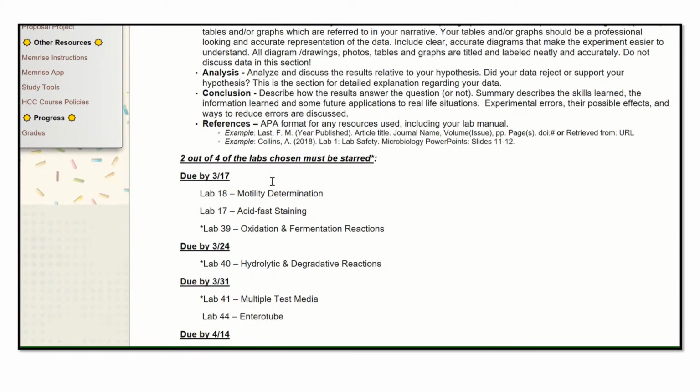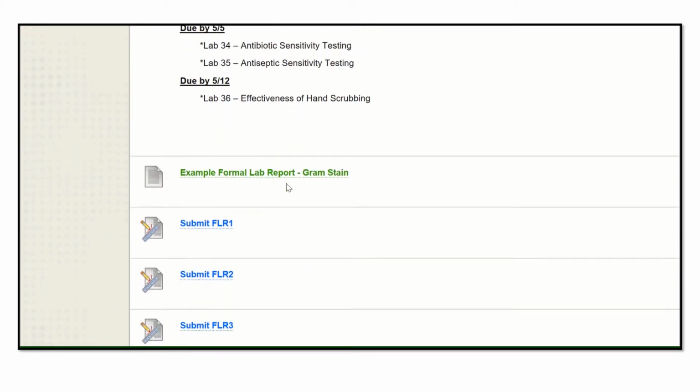Now before we go on to dates, if you look down at the bottom of this tab, you'll see the example formal lab report for the gram stain, which we'll look at in a moment, and also your FLR submission forms. These look just like your case study and other Blackboard submission forms, and you will attach your document to them and they will be checked for plagiarism.